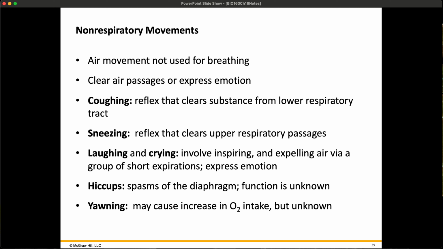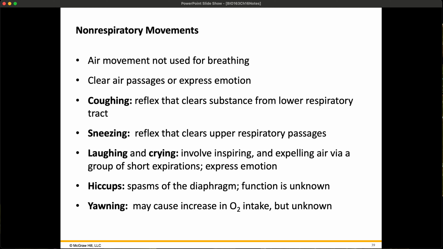There are also other ways you can move air, these non-respiratory movements, not really used for breathing, more for clearing air passages or sometimes expressing emotion. Coughing and sneezing are the reflexes for clearing the air passages. Coughing is the lower respiratory reflex from the lungs initiated by the carina. Sneezing is clearing your upper respiratory passages. Things like laughing and crying help express emotions. It's this quick inhale, exhale.